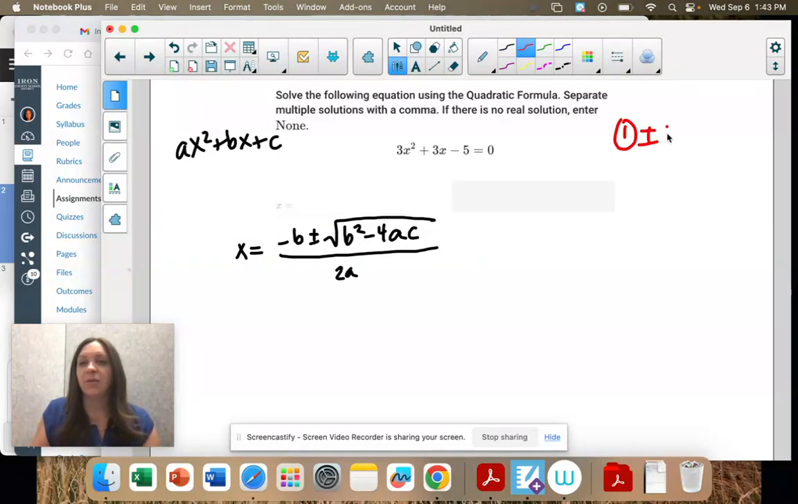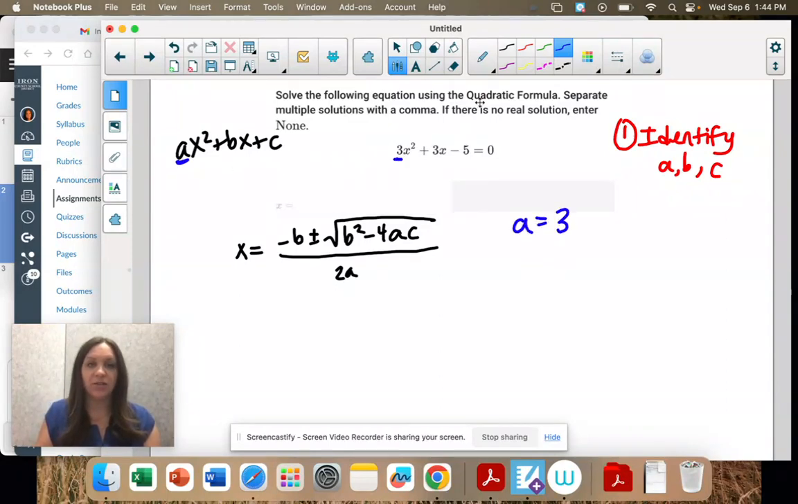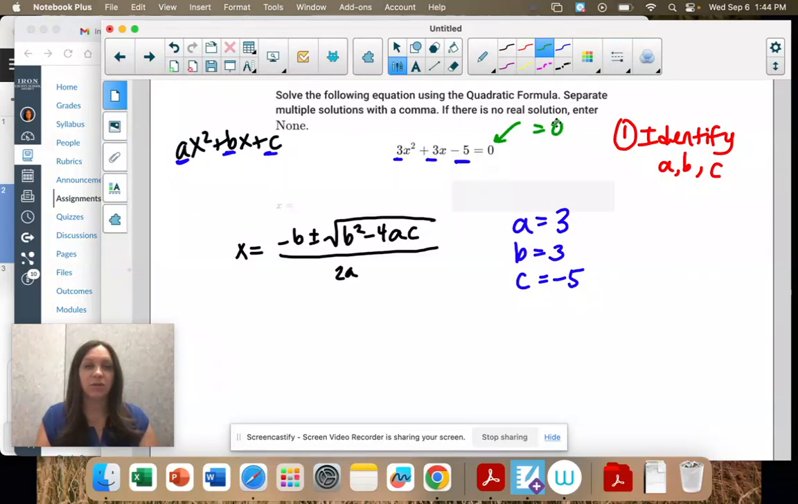So first step is identify a, b, and c. A is the number next to x squared. So in this example, a is 3. B is the number next to x. It's 3. And c is the number without a variable. It's a constant. And this is negative 5. And remember to keep the sign. And first thing you should check and make sure it's equal to 0. We'll get to some that aren't.